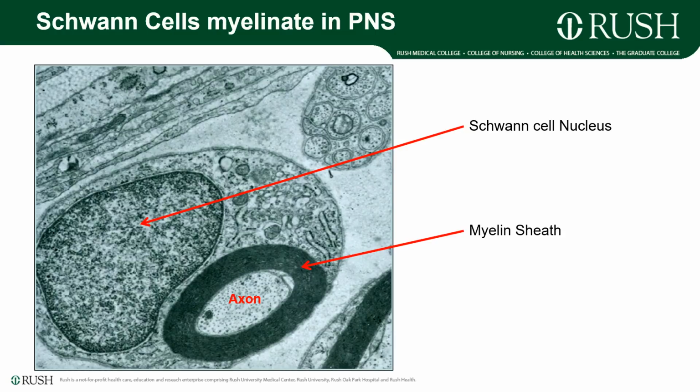This is an EM of a Schwann cell myelinating an axon in the peripheral nervous system. Again, this is the axon here. This is the nucleus of the Schwann cell, and this is the body of the Schwann cell. And all these rings are the myelin, concentric rings. So this is a myelin sheath.